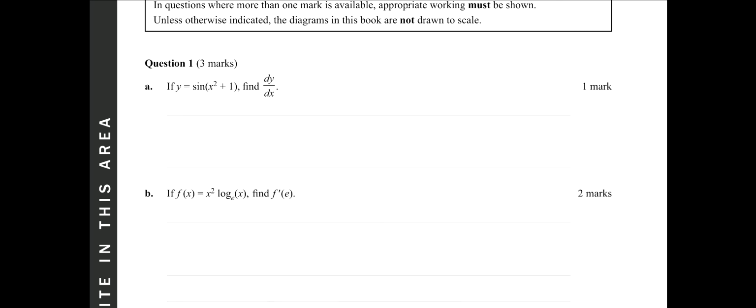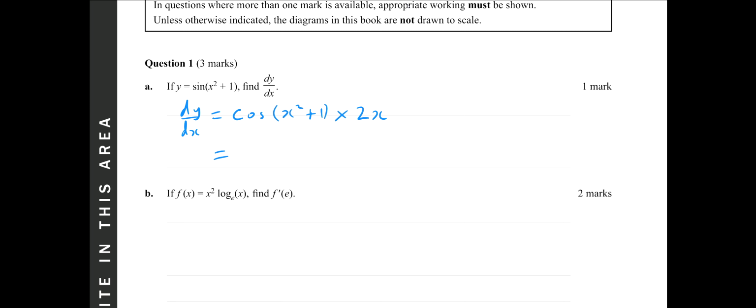So the first question, question 1, part A, asks us to take the function y equals sine of x squared plus 1 and find the derivative dy/dx. In order to answer this question, we're going to use the chain rule. To get dy/dx, we differentiate the outside, which is sine, and that turns into cos. The argument stays the same, x squared plus 1, and then we multiply that by the derivative of the inside. The inside is x squared plus 1, so the derivative is 2x.